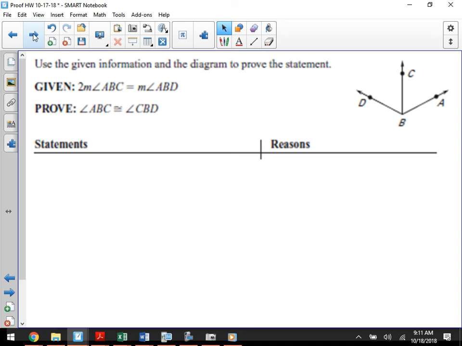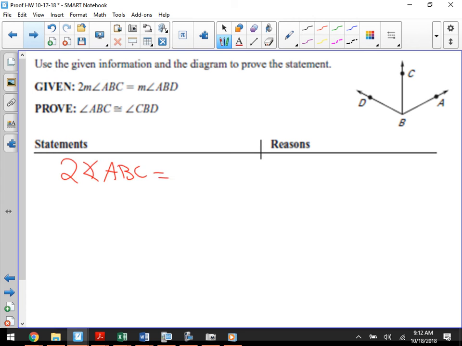The two smaller ones, right? So if you have a big angle made up of two smaller ones, what would you use to write that out? Angle addition. All we're doing right now is rolling through the ideas of what we can say. We're just picking up on some clues here. All right, let's start with the given. We know that double angle ABC equals angle ABD.